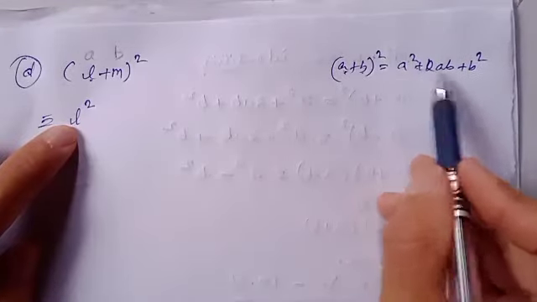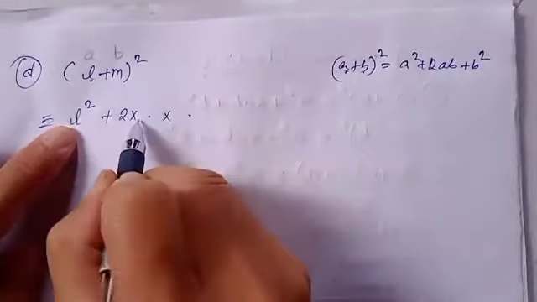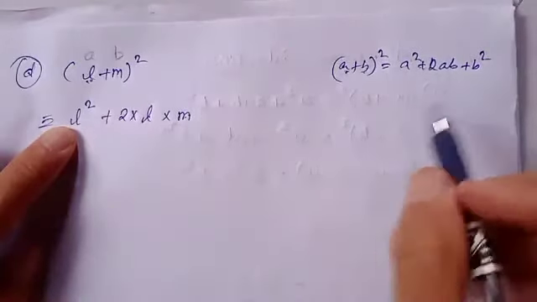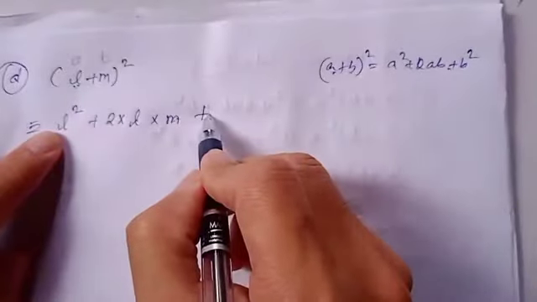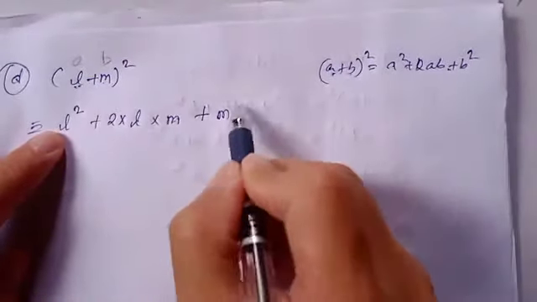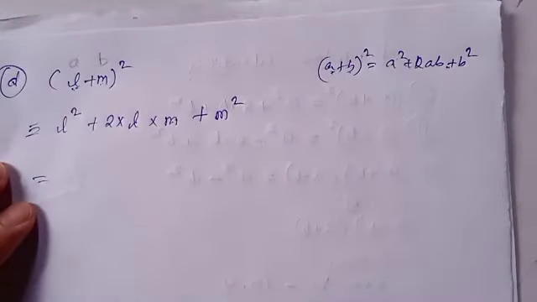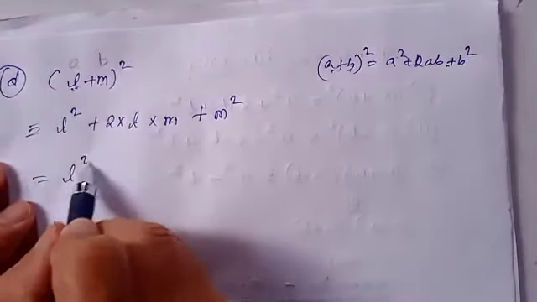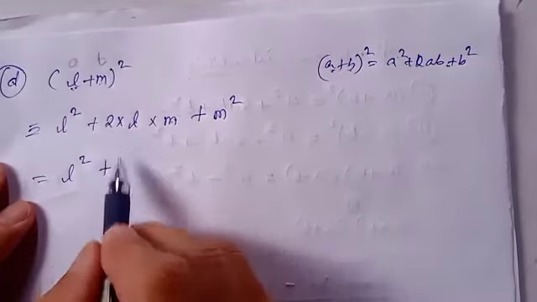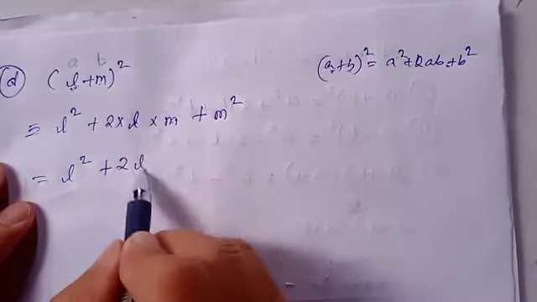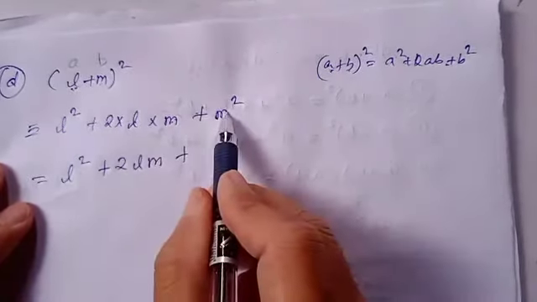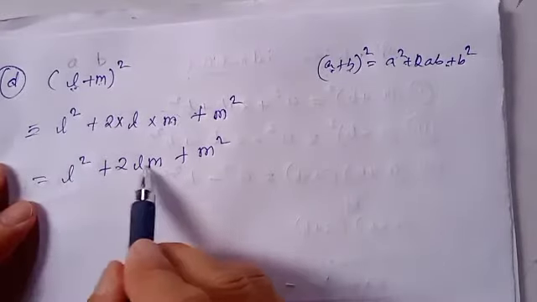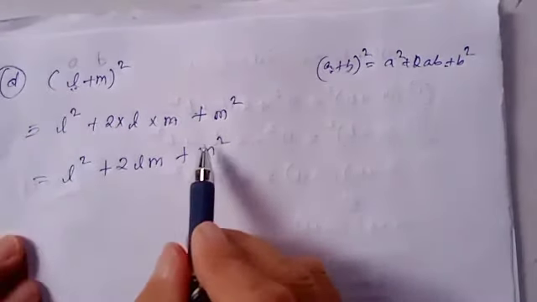2AB means 2 into A into B, plus 2 into A into B. Then which is A here? L is in A's place. What about B? M is in B's place. Last one, plus B square, so write plus B square. M is in B's place, so this will be M square. Then L square, we have only one term, plus the second term, the number we have is only 2. What about L? We have only one. What about M? We have only one. Plus M square, only one term. And this is an unlike term, right? Why? Because L square is only one term, LM only one term, M square only one term, it has no like terms, so we cannot add.